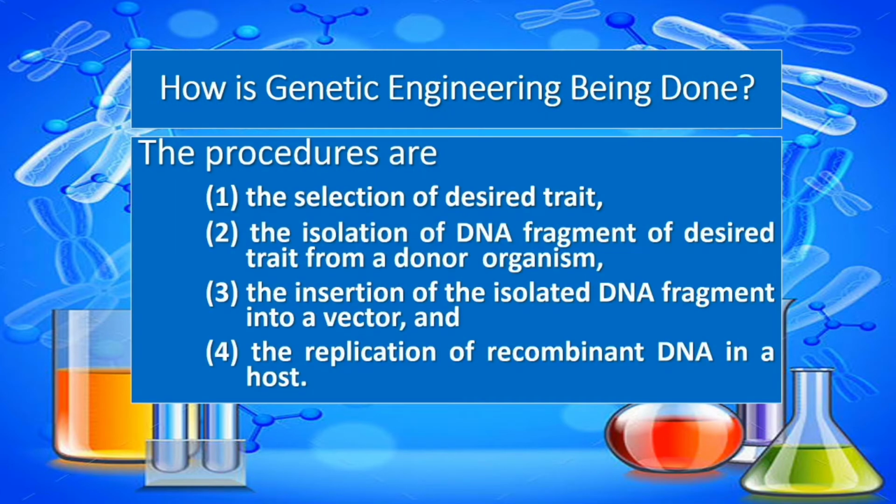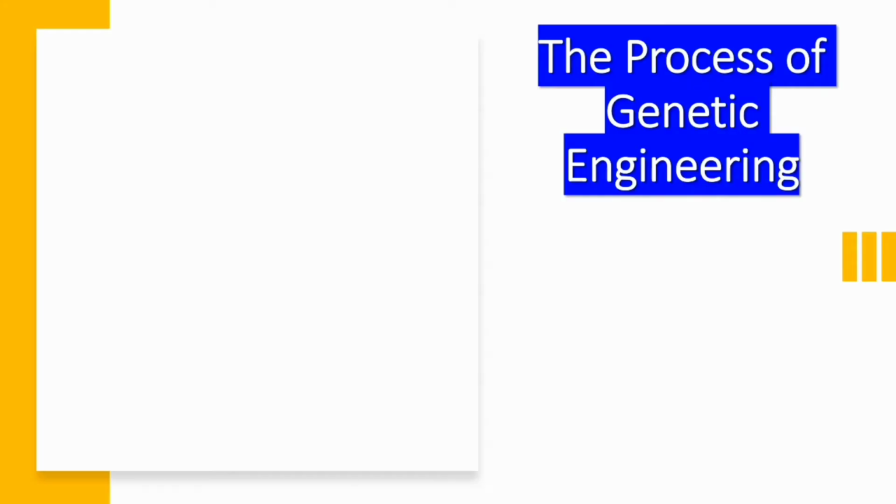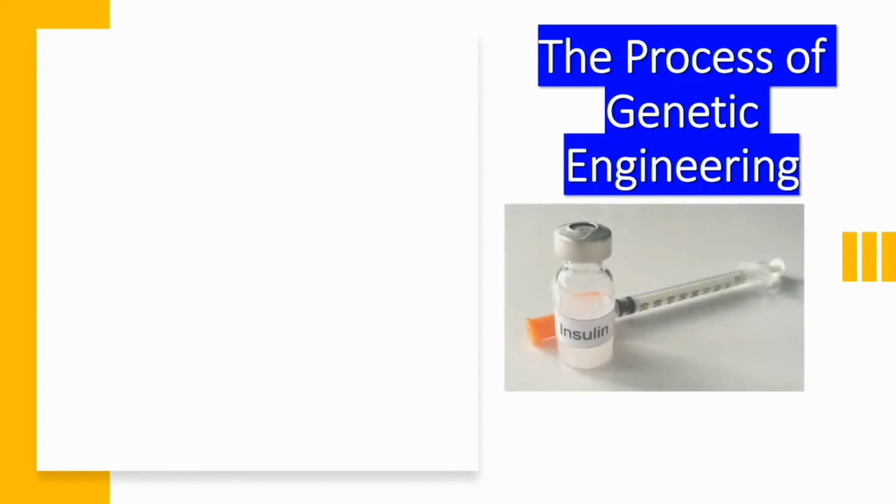The procedures are the selection of the desired trait, the isolation of a DNA fragment of the desired trait from a donor organism, the insertion of the isolated DNA fragment into a vector, and the replication of recombinant DNA in a host. Let us look at how insulin drugs are produced using genetic engineering.